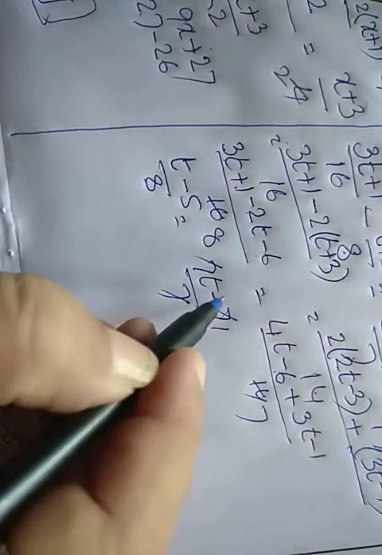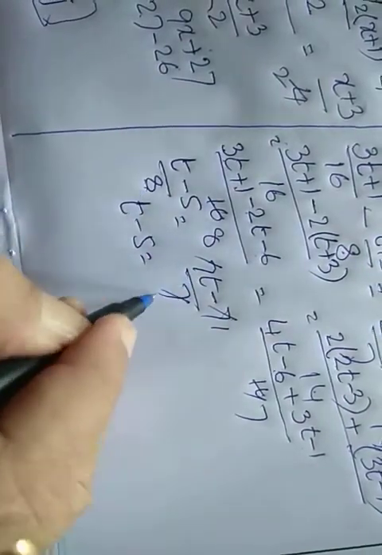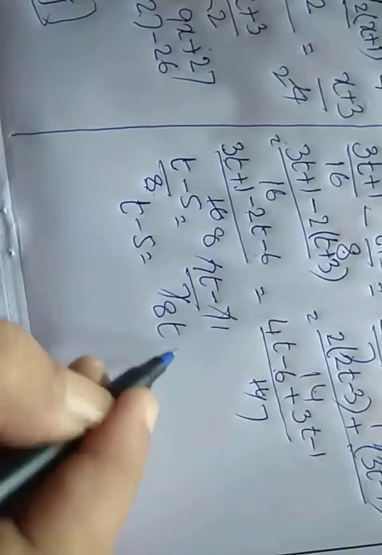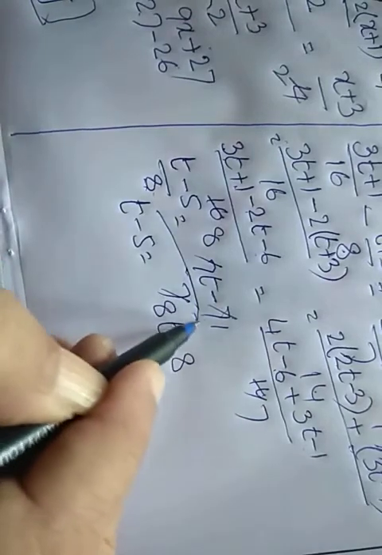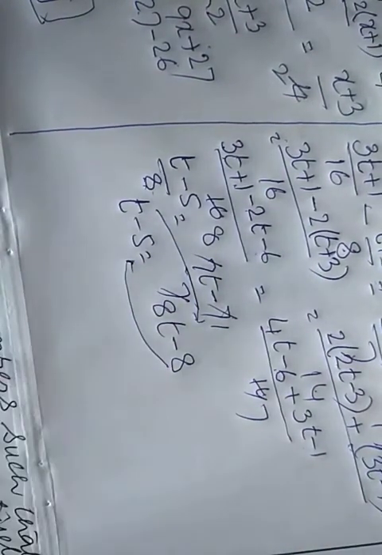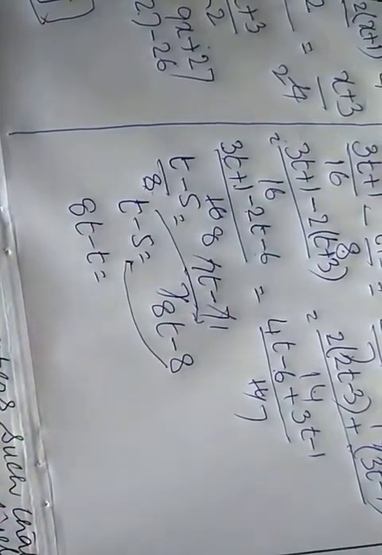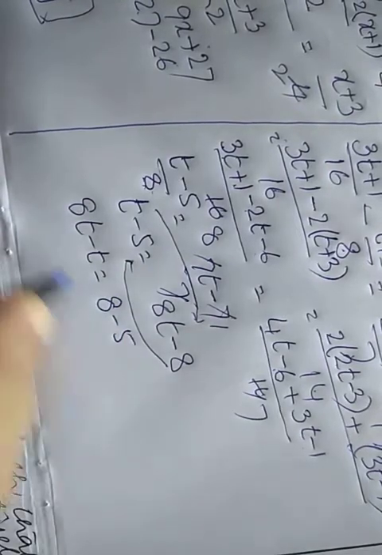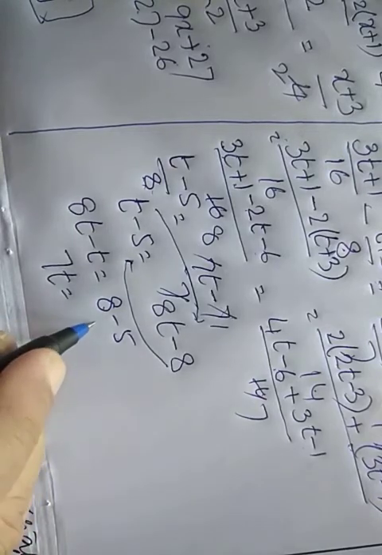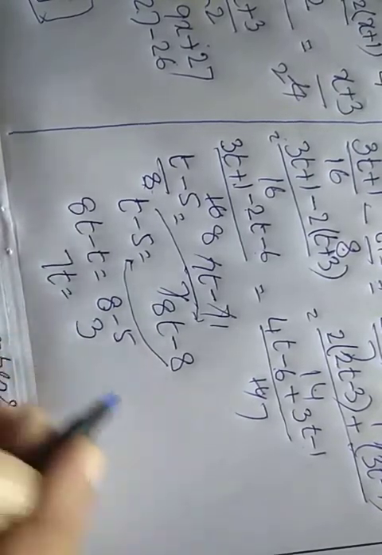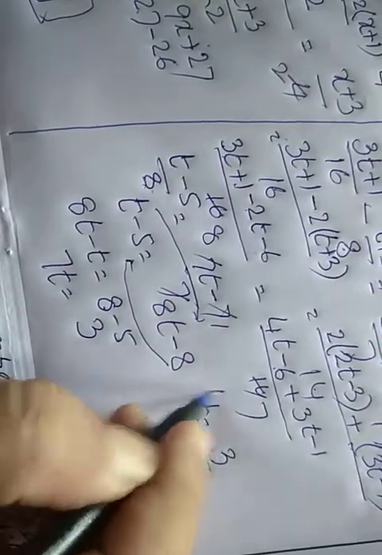Now take this 8 to the other side. t minus 5 is equal to 8 into t, 8t, 8 into minus 1, minus 8. So let us take this t to this side and let us take this number to this side. 8t minus t is equal to 8 minus 5, or 7t is equal to 8 minus 5, 3, or t is equal to 3 by 7.